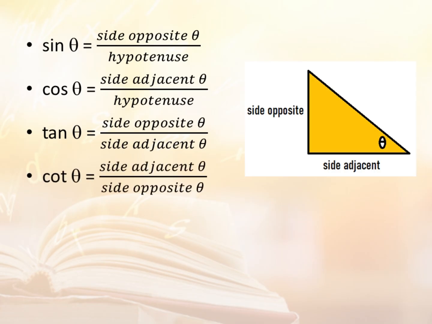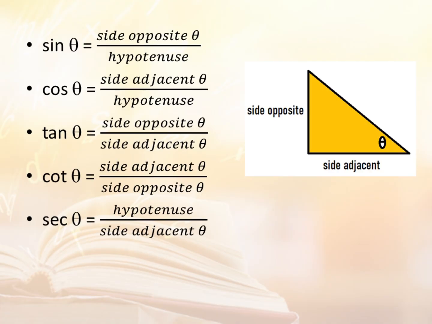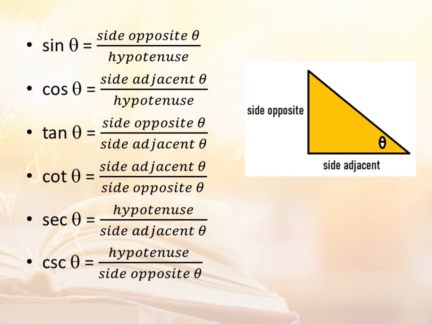Cotangent theta is side adjacent theta over side opposite theta. Secant theta is hypotenuse over side adjacent theta. Cosecant theta is hypotenuse over side opposite theta.